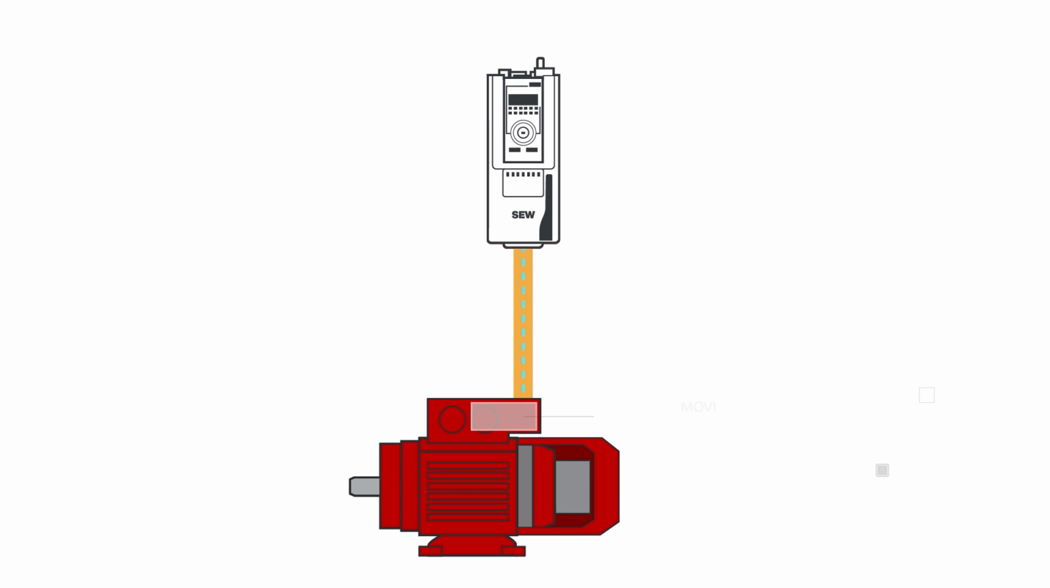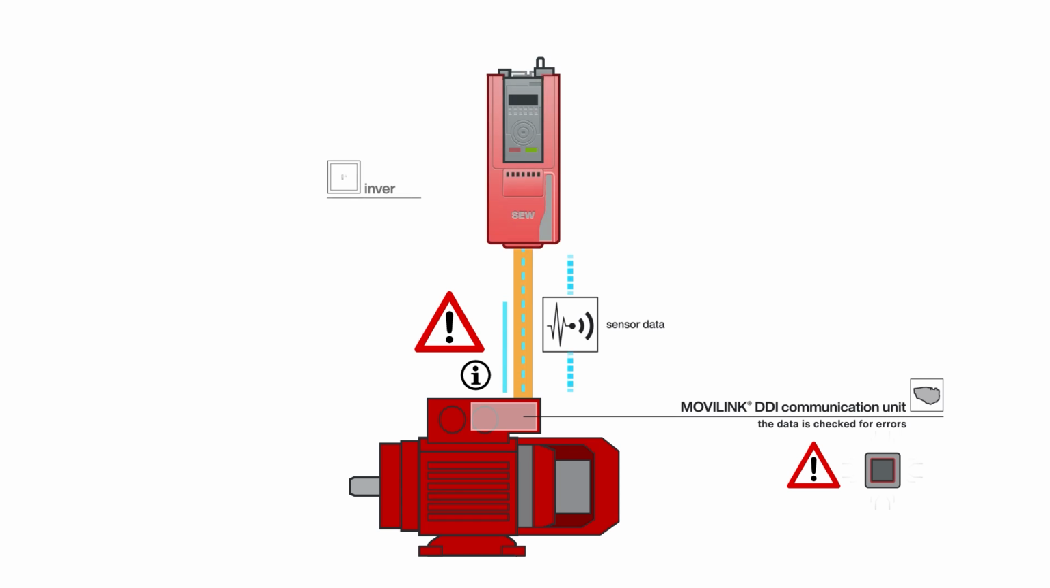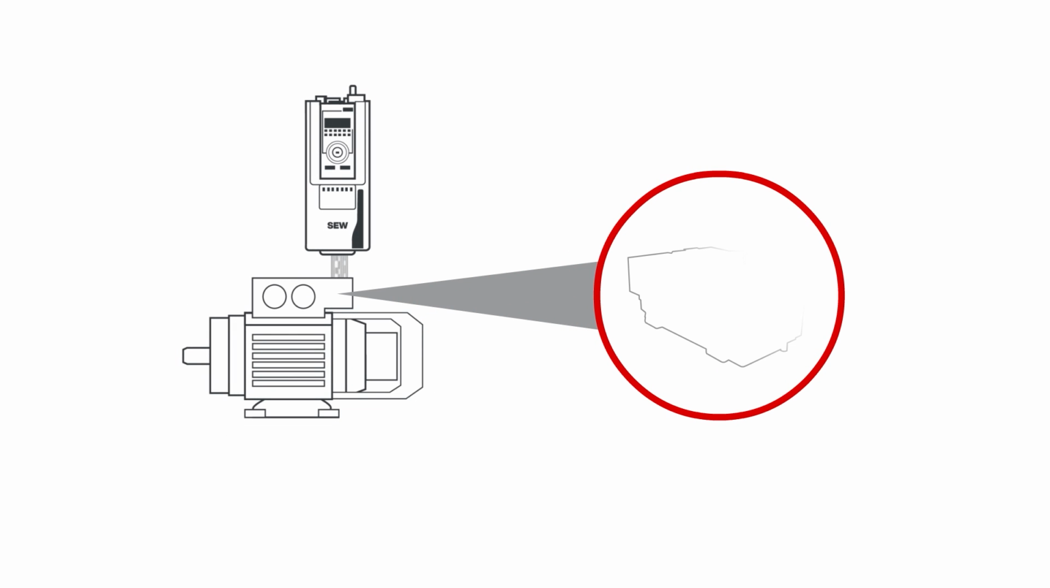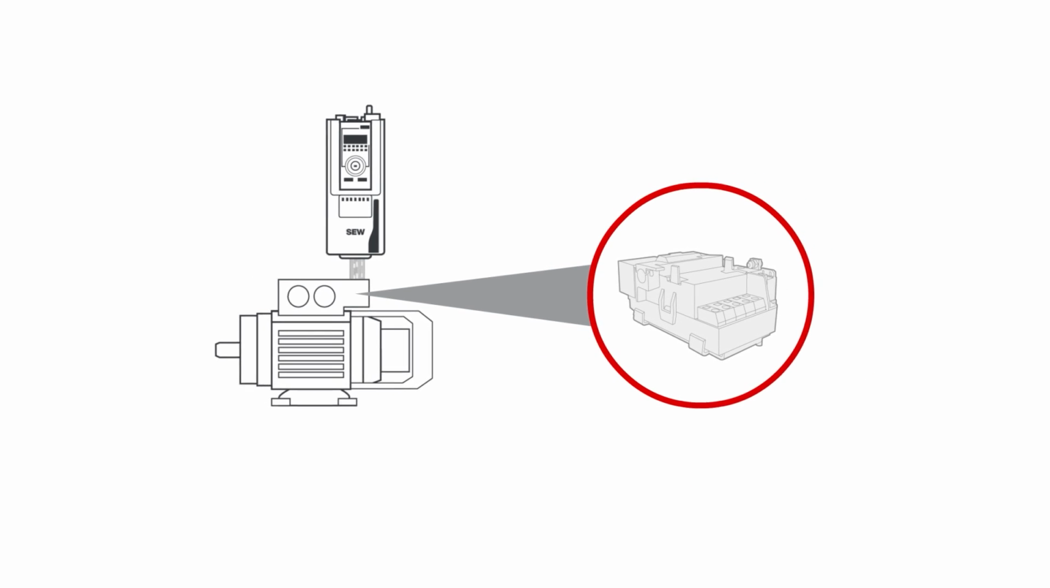Before each transfer, the data is checked for errors. If, for example, an error is detected in the checksum or a sensor reports a critical state, the communication unit informs the inverter about it. This then stops the drive. As you can see, no communication within the MOVILINK DDI topology takes place without the communication unit. It is the pivot point of the digital drive interface.